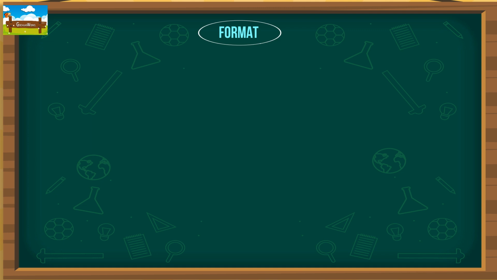Format of a formal letter. Sender's address. You have to start with the sender's address, meaning the person who's writing the letter. So if you are writing the letter, in the sender's address it will be your address. Write your address at the top of the letter on the left-hand side.